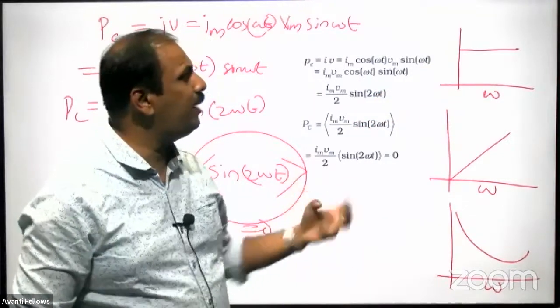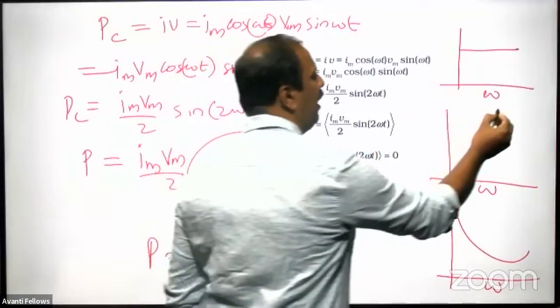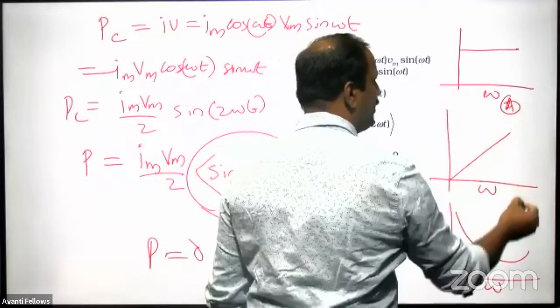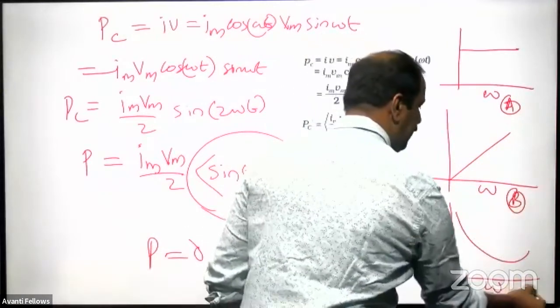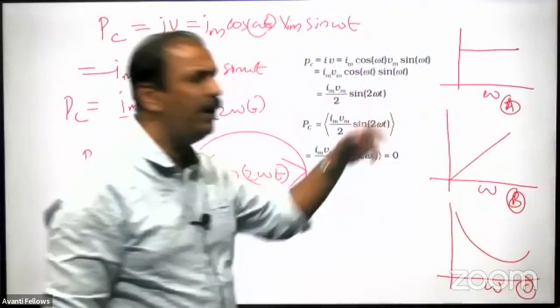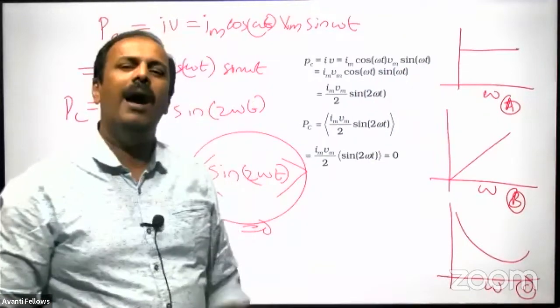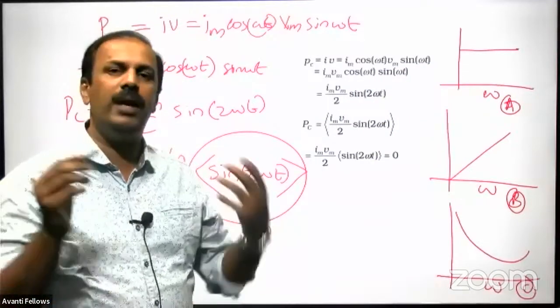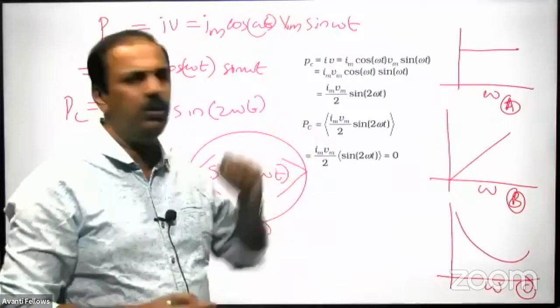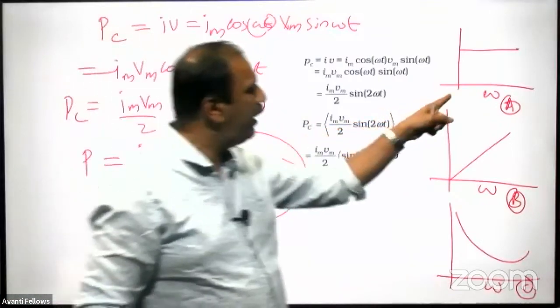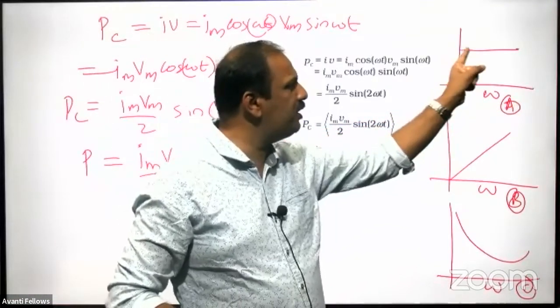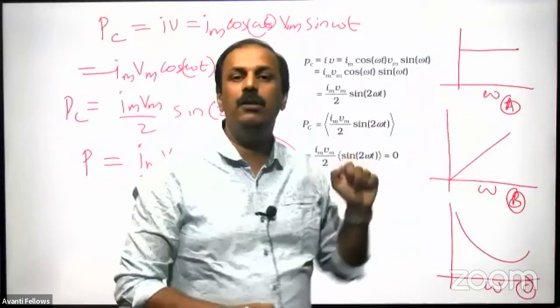The question will be to identify them. For example, this is graph A, this is B, and this is C. The question will be to identify what is component A, what is component B, and what is component C, and some other details of the question. So if your identification goes wrong, the entire thing will go wrong. So here you see, whatever be the frequency, the opposition remains the same. So that will be a resistor.